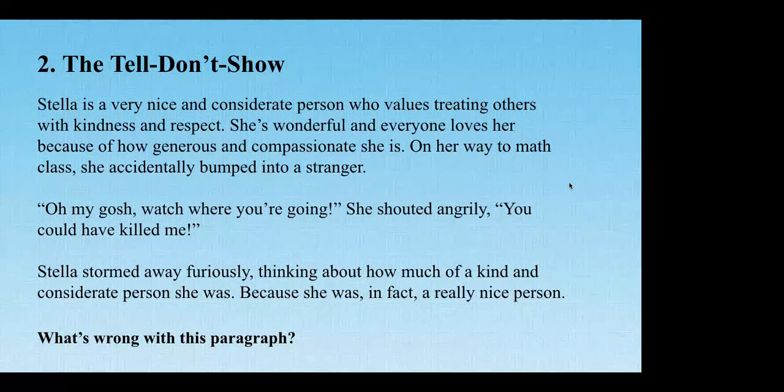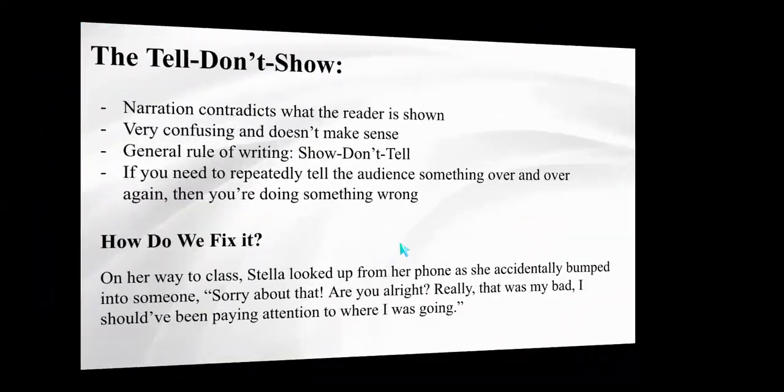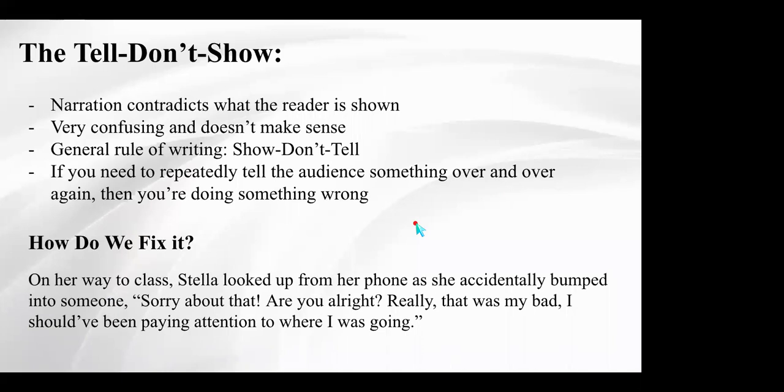Now, the reason that this is off is because what the author is telling you versus what the author is showing you is 2 completely different people. If they don't match up, the story is naturally not going to work. So the narration contradicts the actions in the actual thing happening in the story. It's confusing, doesn't make sense. There's a general rule of writing. If you go to any literature class, you're going to hear this over and over again. It's the show, don't tell, which is your narrator should not be saying the same thing over and over again to prove a point. So how do we fix it?